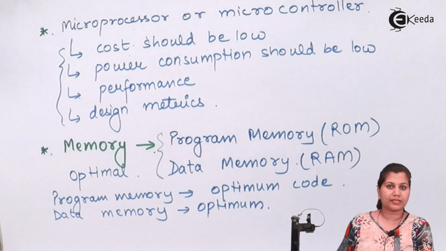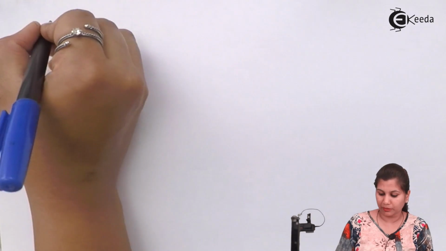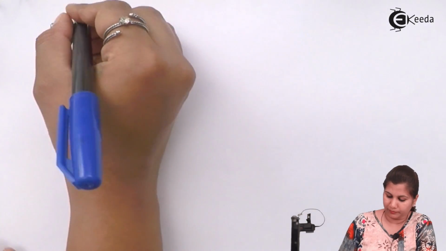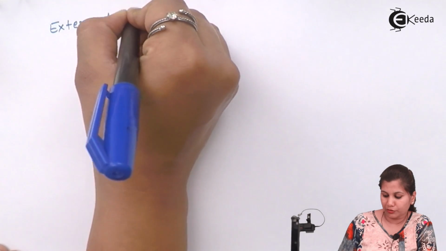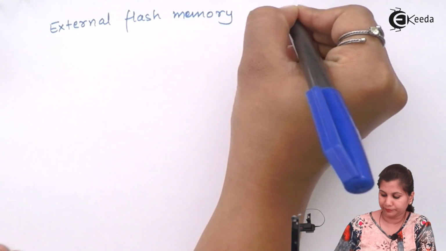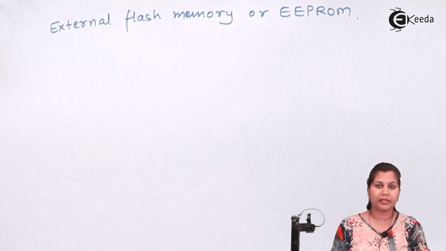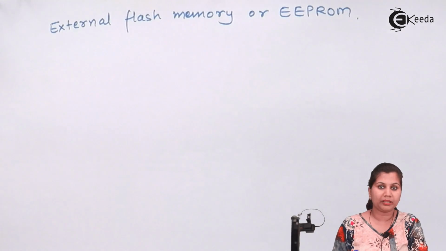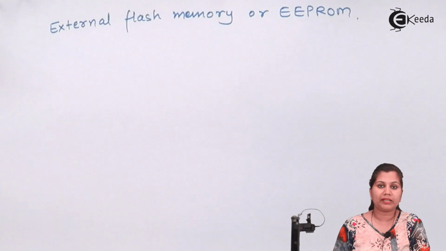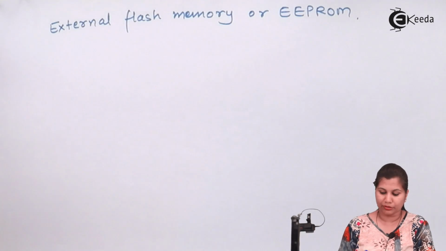In some embedded systems, there are other types of memories also which are required, like the external flash memory or the EEPROM. So to optimize the memory, both the program memory and the data memory are to be optimized. Program memory can be optimized by using an optimum code for the application, and data memory can be optimized by using the different types of data types.